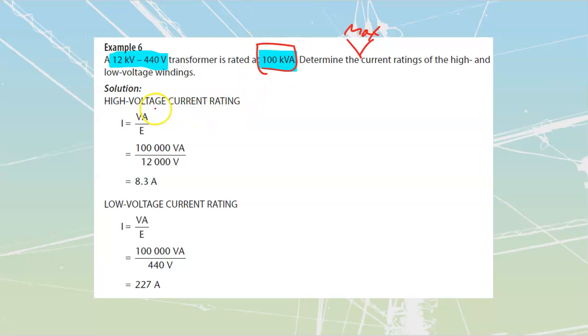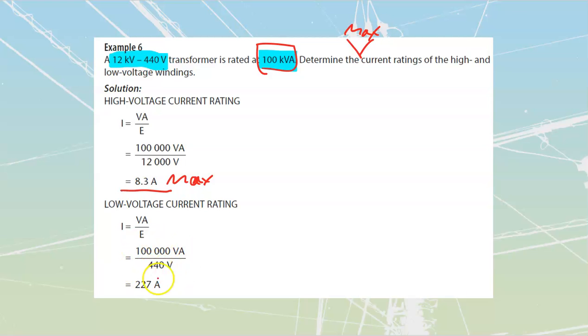100 kVA on the primary. If I take my 100 kVA and divide out my voltage, 100,000 divided by 12,000 gets me to 8.3 amps. A tiny, tiny amount of current. High voltage, lots of insulation, but it's going to be a tiny amount of current inside of a tiny wire. Now, that is its absolute max at fully rated. You could overload it, but for what it's rated, that's the maximum we could do.